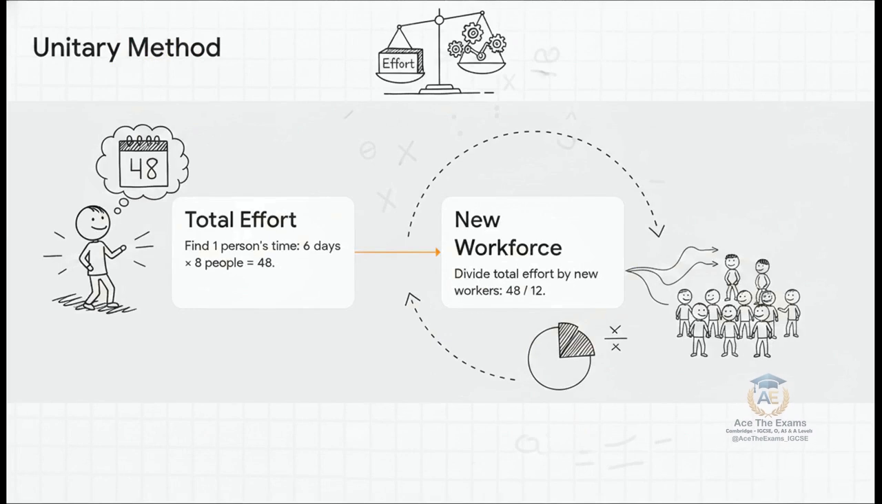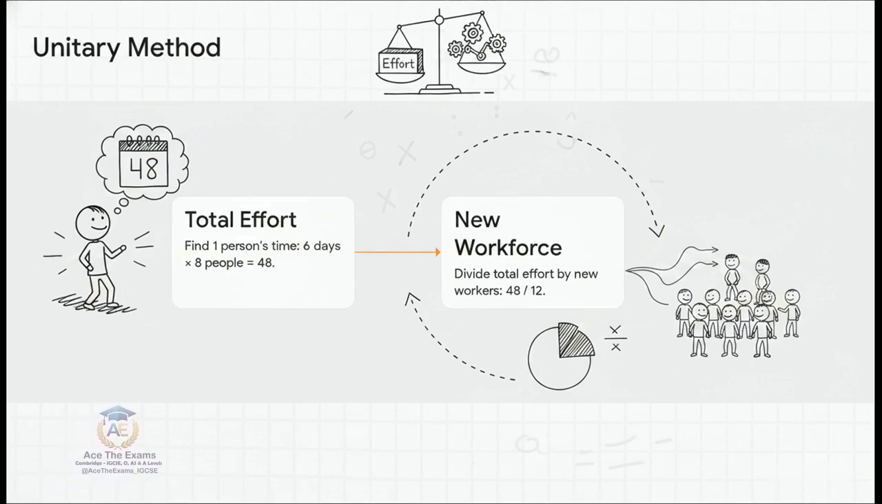Calculate the total effort required. If it takes 8 people 6 days, imagine just one poor guy trying to pick all those apples by himself. He would have to work for 48 days straight. We found that by multiplying 6 days by 8 people. That 48 is our magic number. It's the total man-days of work.